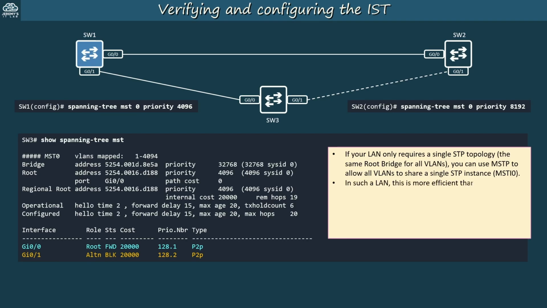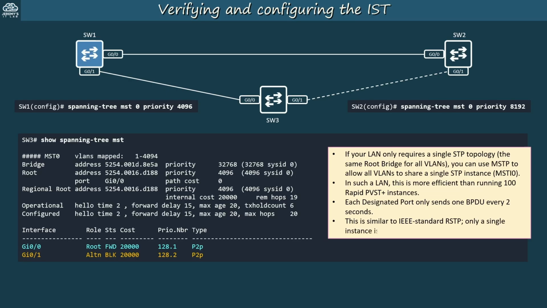And in such a LAN, this is more efficient than running 100 rapid-pvst+ instances. Instead of 100 BPDUs, each designated port only sends 1 BPDU every 2 seconds. In effect, this is similar to IEEE standard rapid-STP. Only a single instance is used for all VLANs. So to summarize, in a simple LAN where you want one switch to be the root bridge for all VLANs, you can use MSTI0 to allow all VLANs to share a single spanning tree instance. This is more efficient than running rapid-pvst+.